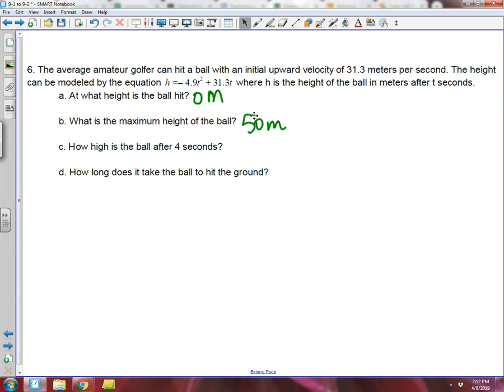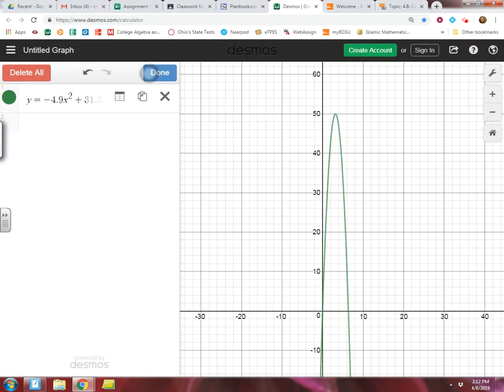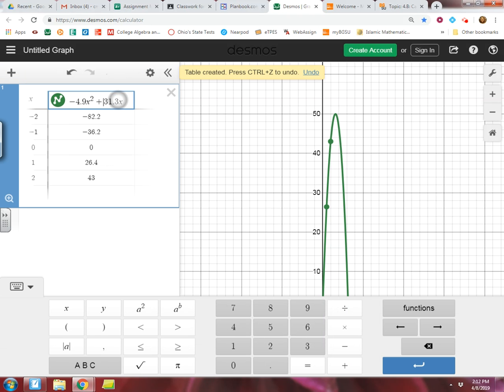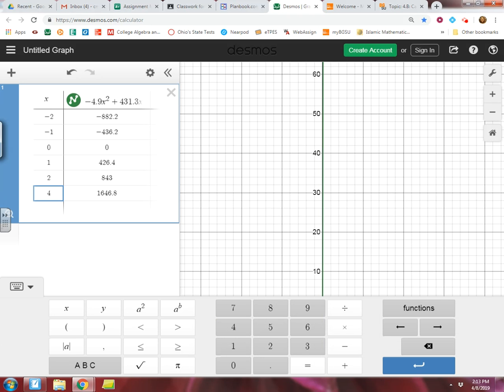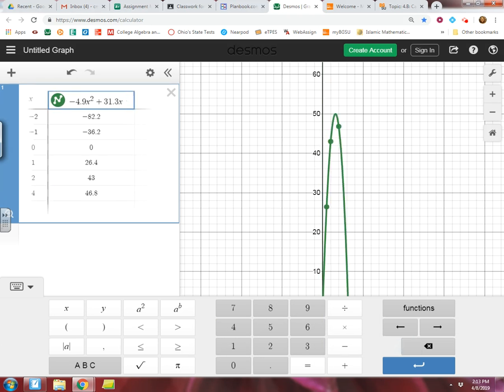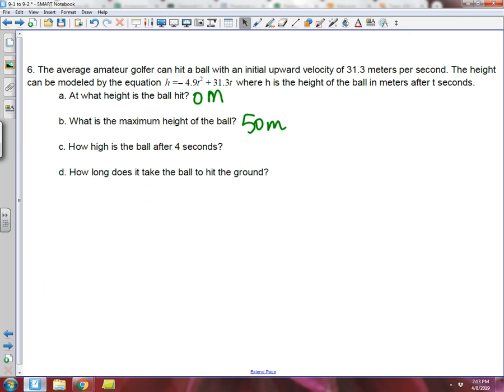How high is the ball after 4 seconds? So does everybody see how I don't have a 4 here? Yeah, so if you just click below it and you type in a 4, there we go. Do you all have 46.8 there on your chart? Does anybody need help entering that? We're all good. So we're going to say that's 46.8. And again, this is meters.